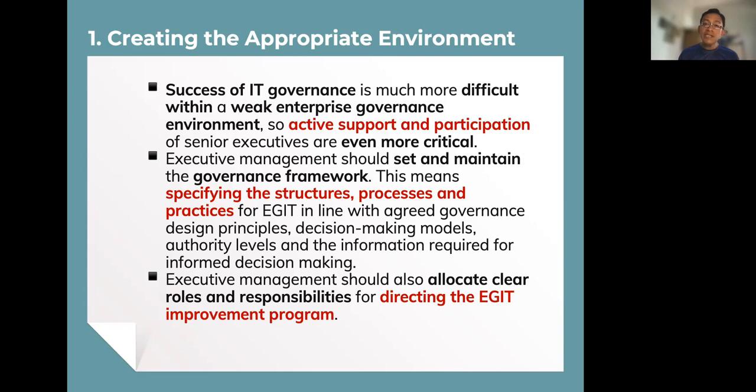Last, the executive management should also allocate clear roles and responsibilities for directing the GEIT improvement program. Improvement means that you will achieve a higher level of maturity and capability for your organization according to the needs of your enterprise. So that's it.